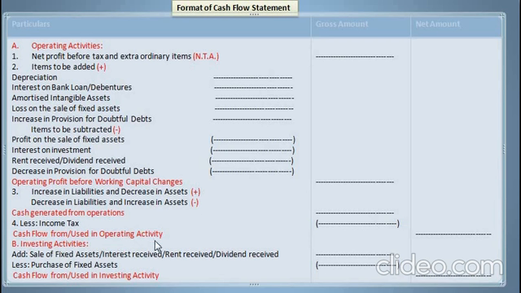Alright. Now we are going to start with investing activities. So first of all, we will add here sale of fixed assets, interest received on investment, rent received or dividend received. And what do we less then?